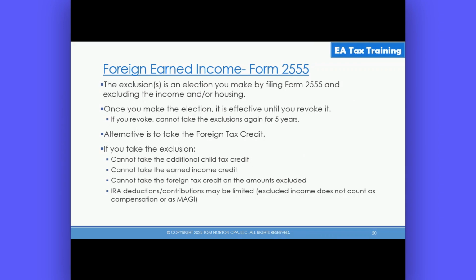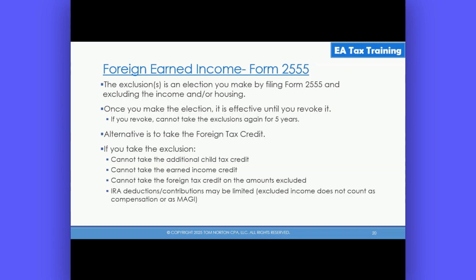You take these exclusions by filing a Form 2555. If you file a Form 2555, you are thereby making an election to exclude those amounts. Once you make that election, it is effective until you revoke it. So if you file a Form 2555 and exclude your income in 2024, then if you have earned income again in 2025, that election is still going to be in effect. And in 2025, you are going to have to again exclude that earned income.